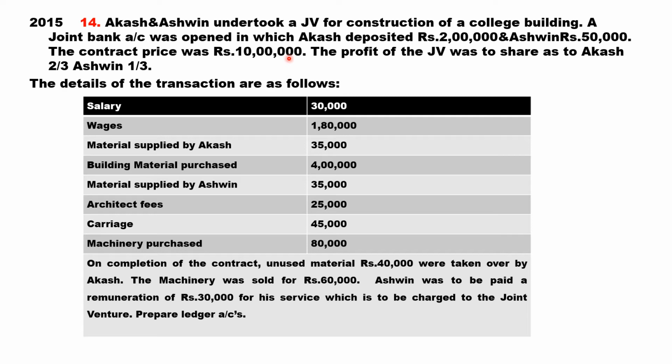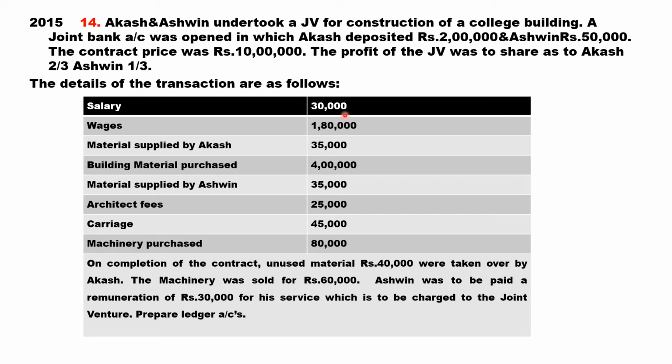So once the building is constructed, the company gets a total revenue of 10 lakh. So 10 lakh can also be called sales. The profit of joint venture was to be shared as Akash 2/3 and Ashwin 1/3. So therefore the profit sharing ratio is 2/3 and 1/3. In short, it's called 2:1. The details of the transactions are as follows.